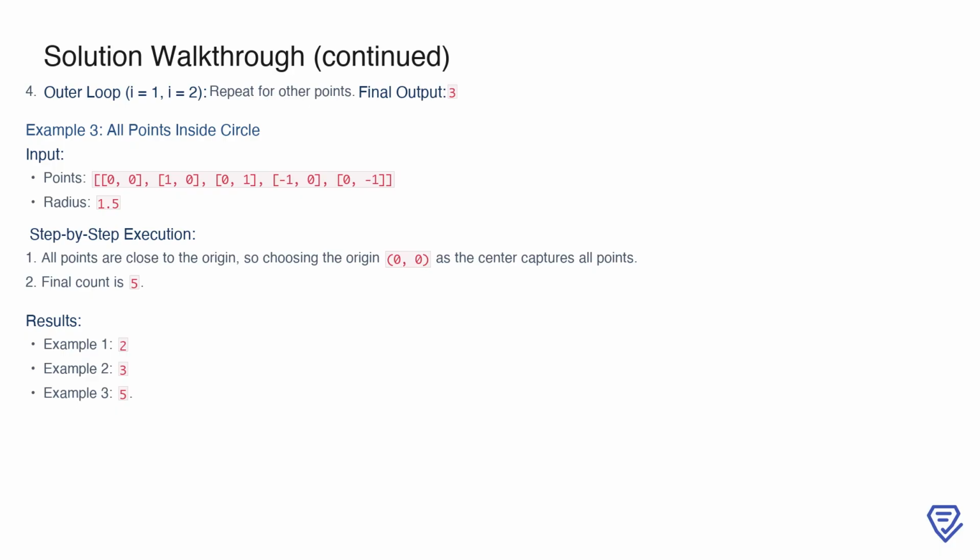In the third example, all points are close to the origin, so selecting the origin as the circle's center immediately encloses all 5 points. This makes the final count for this example 5. Summarizing the results, example 1 yields 2 points, example 2 yields 3 points, and example 3 yields 5 points.